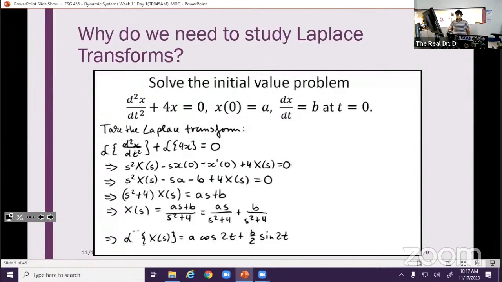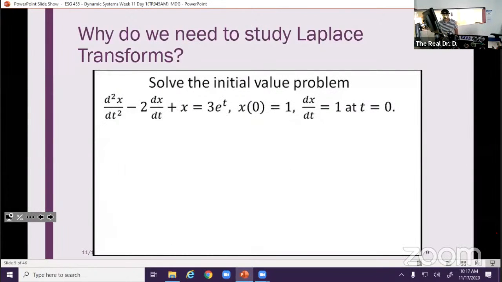Now that was an easy example because we were looking at a homogeneous differential equation. What if it is not a homogeneous differential equation? Take a look at this example. It is still a second order differential equation. It is linear, but on the right hand side we don't have 0. So if you were to solve this using the method you've learned before, you would find a general solution and you would find a particular solution and you would combine them to the solution.